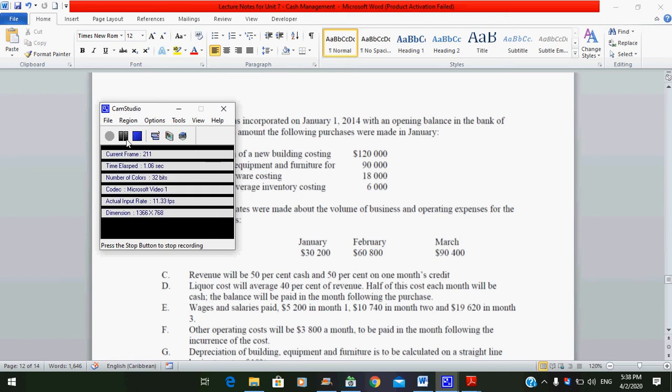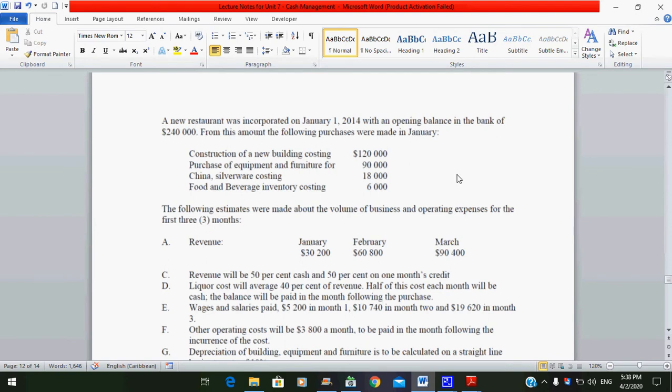Welcome back to cash budgeting. Sorry, cash management. We're looking at cash budgets, right? Now, here's an example of a question which we're going to use to create a cash budget.